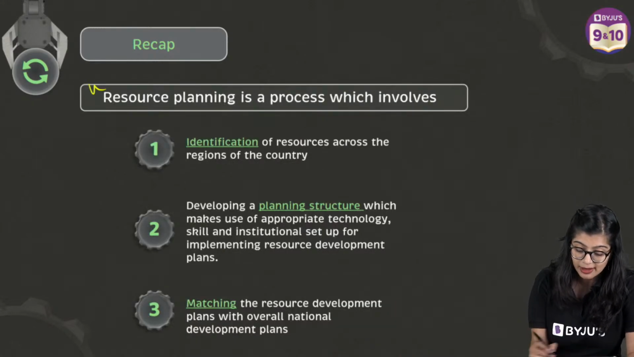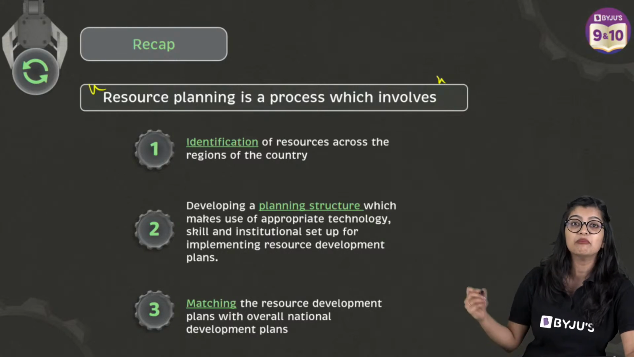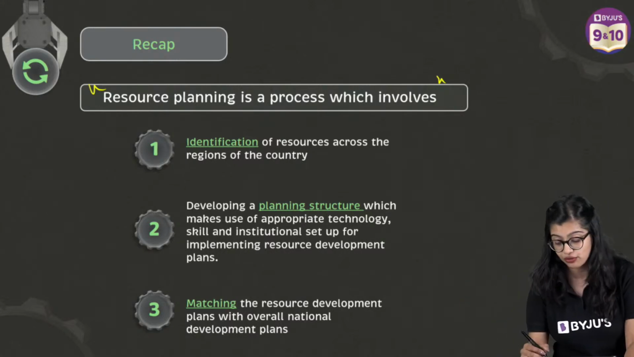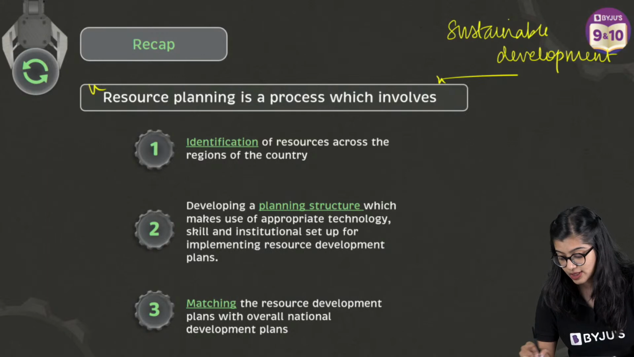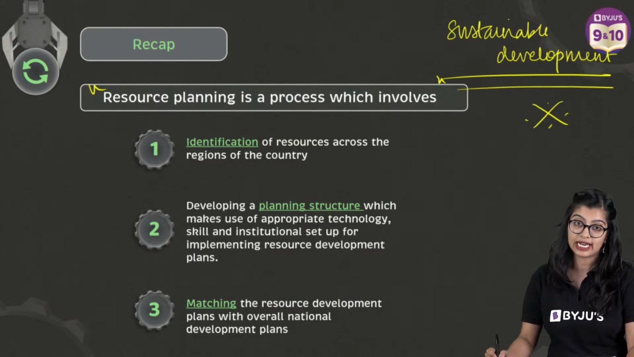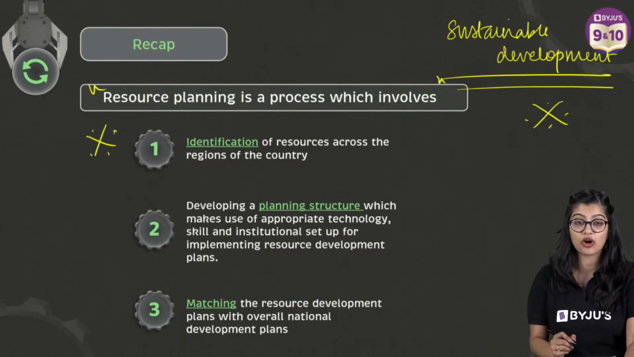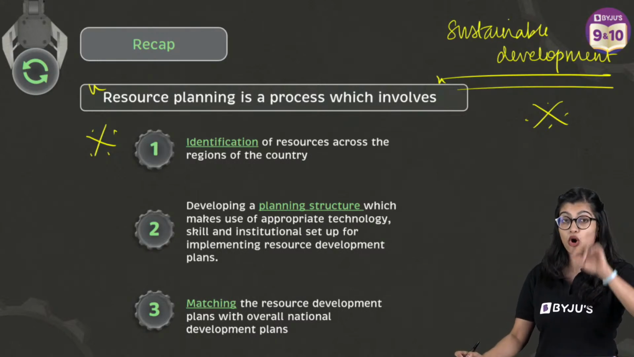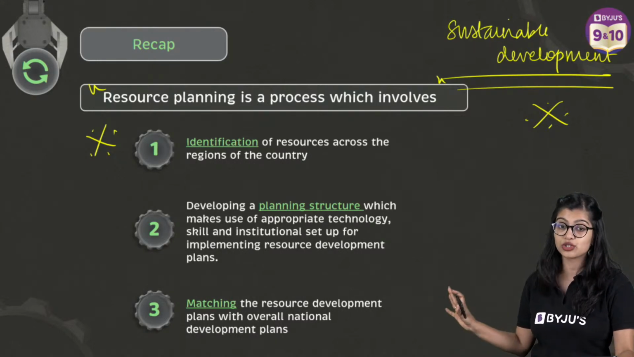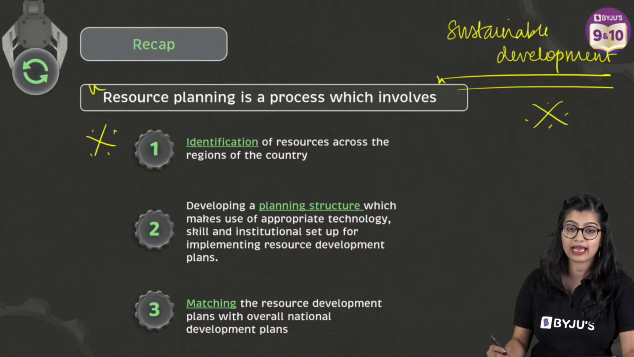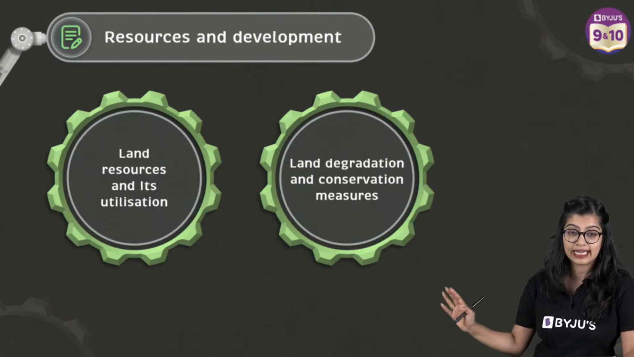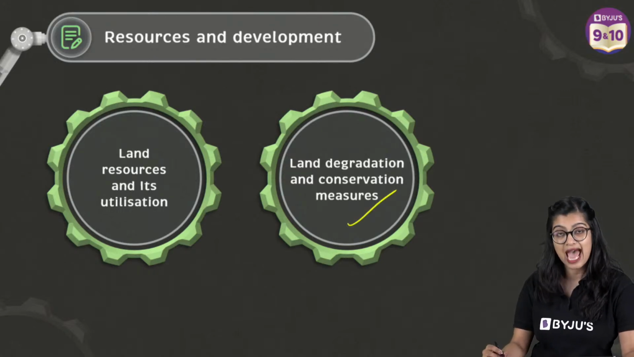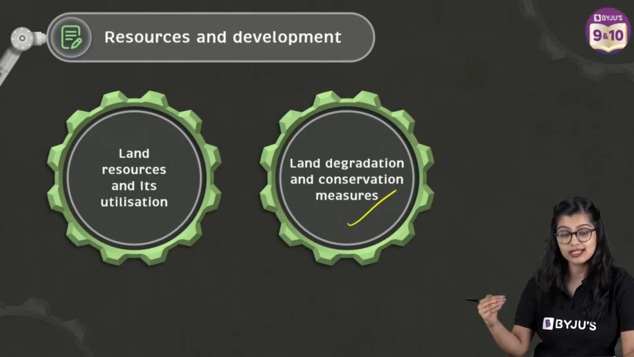After which we learned about resource planning, and we spoke about the importance of resources and the importance of sustainable development. Now this particular topic is very, very important on an examination front. Resource planning is important. So in case all of you have not gone through this topic, I request all of you to go back and read once again. Today we are going to be covering land resources and its utilization, and then we will cover land degradation. Then we will look at conservation measures.